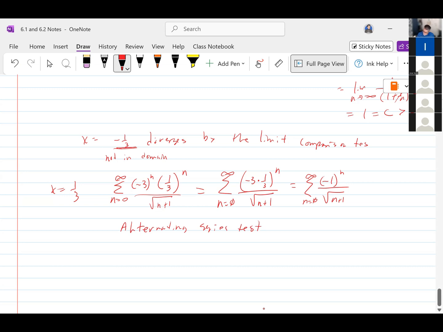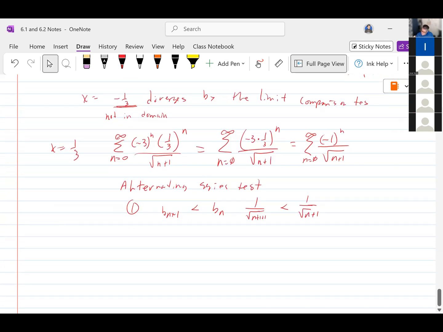Okay, for this guy, we have two criteria that we want to know. One is, is b sub n plus 1 less than b sub n? Okay, so we're going to say, is 1 over the square root of n plus 1 plus 1 less than 1 over the square root of n plus 1? Okay, and I can just kind of see that. Let's cross multiply this. Is the square root of n plus 1 less than the square root of n plus 2? Yes. Okay, that does check.